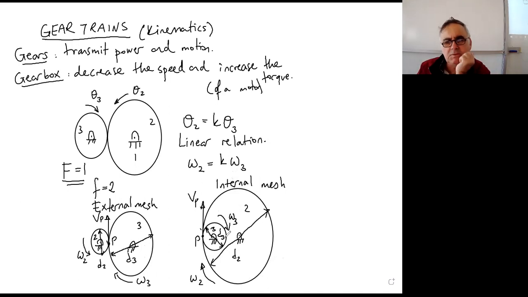One thing you should note is that in the external mesh, omega 2 and omega 3 are in opposite directions. If omega 2 is clockwise, omega 3 will be counterclockwise. So they are in opposite directions. Whereas in the internal mesh, as you see, both omega 2 and omega 3 are in the same direction. They are both counterclockwise, or both clockwise.